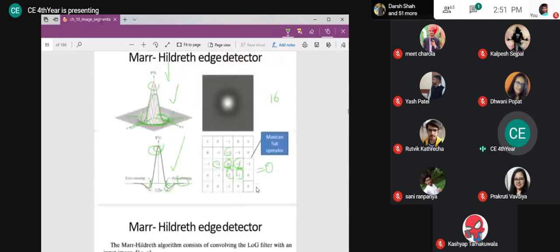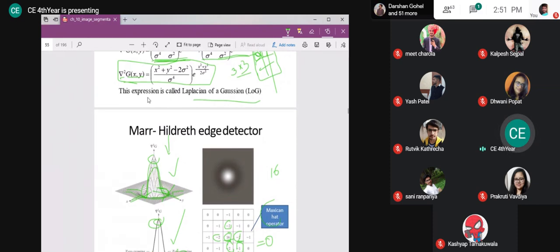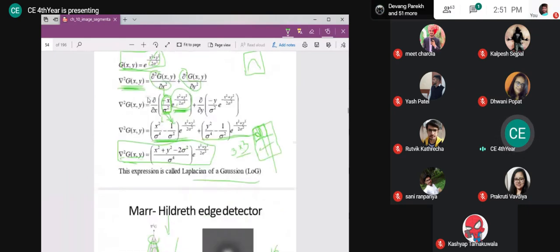This is also known as the Mexican hat operator. Why? Because its shape, if you see it, looks like a Mexican hat. So this operator, the LOG filter, is also known as the Mexican hat operator.